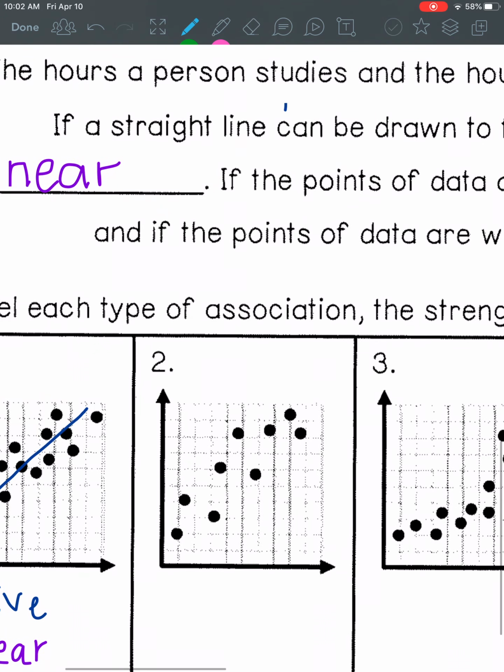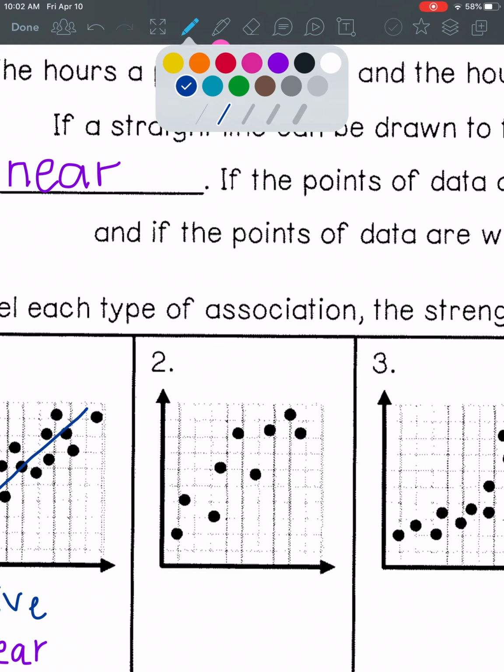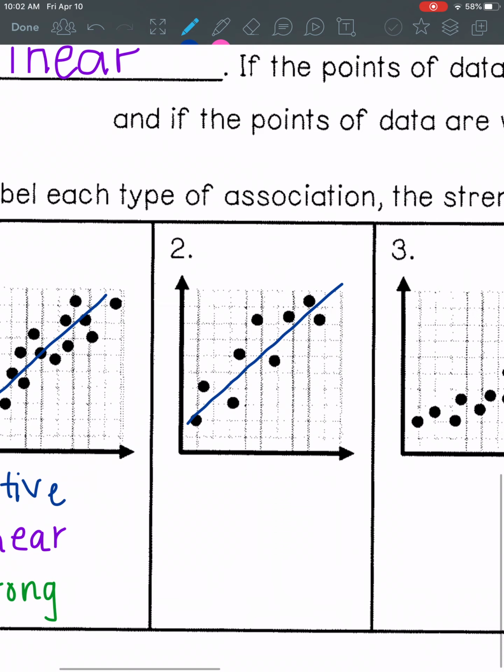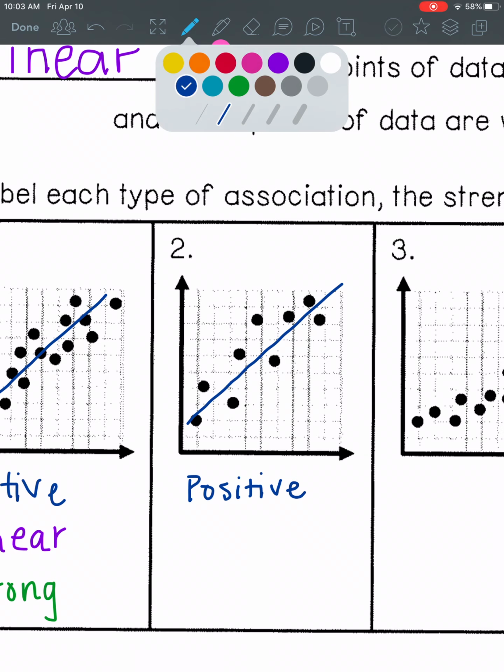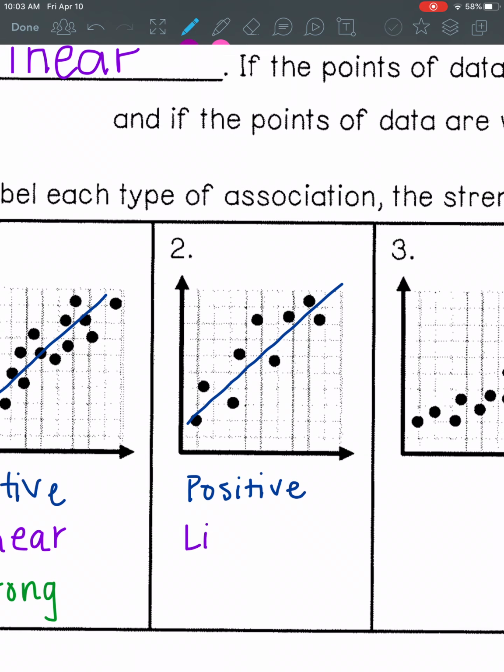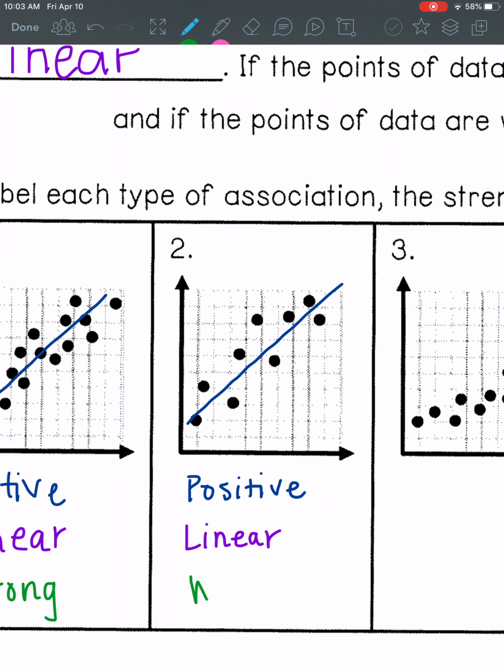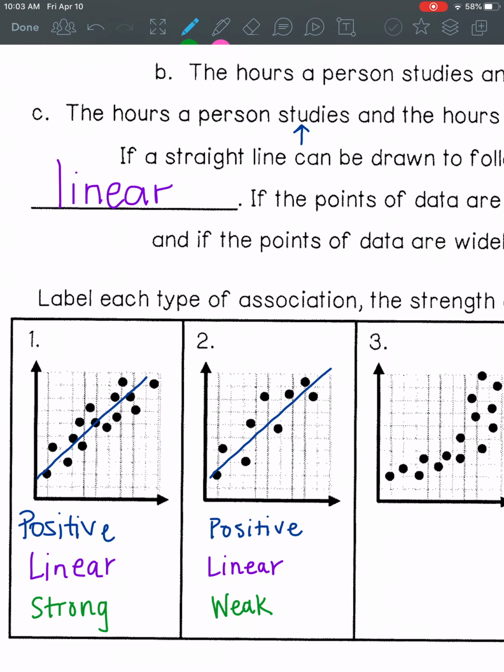Okay, next one, again, you notice there is a pattern. It is going uphill, so we're going to say that is positive again. Again, it has a straight line pattern to it, so we're going to call that linear. Now notice the points on this one, they're a little further away from that line. They're not as close together as this first example, so this is an example of a weak association.